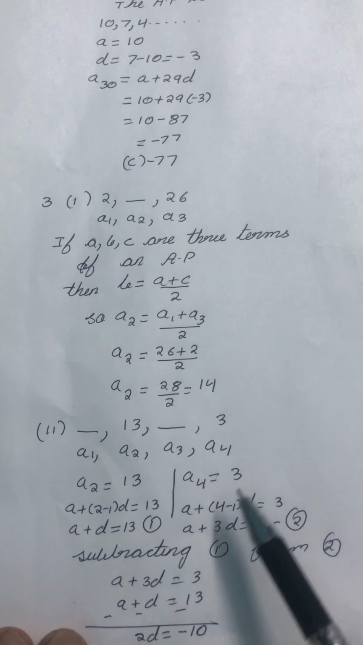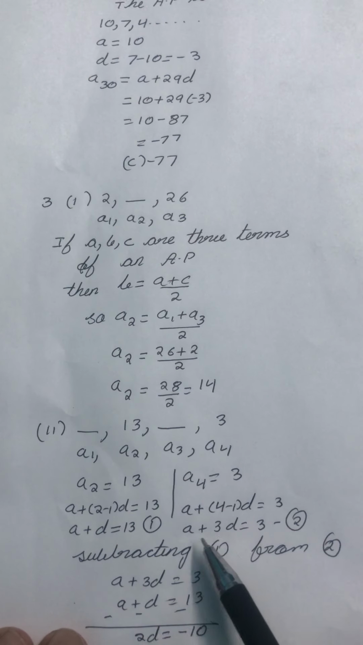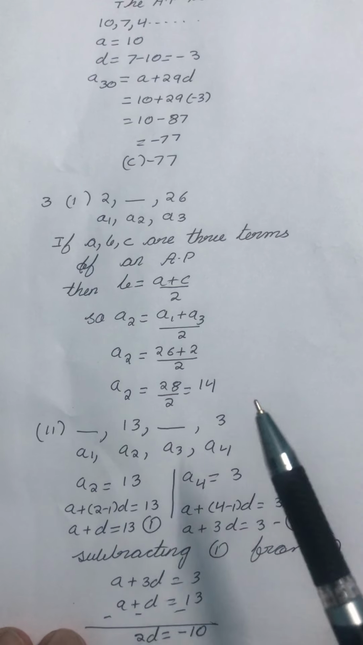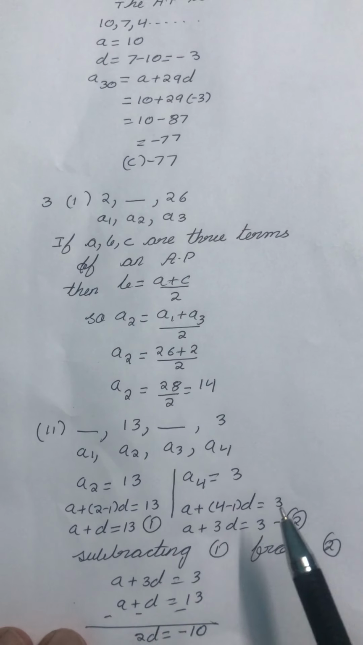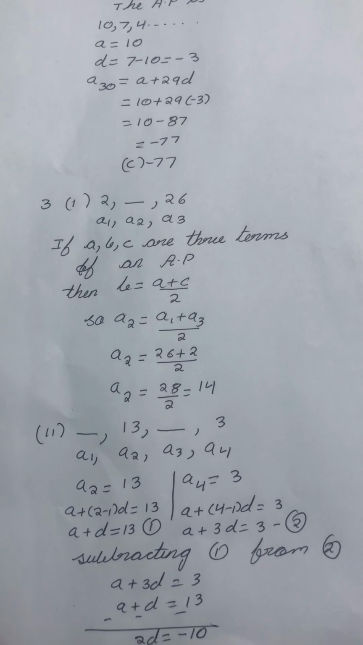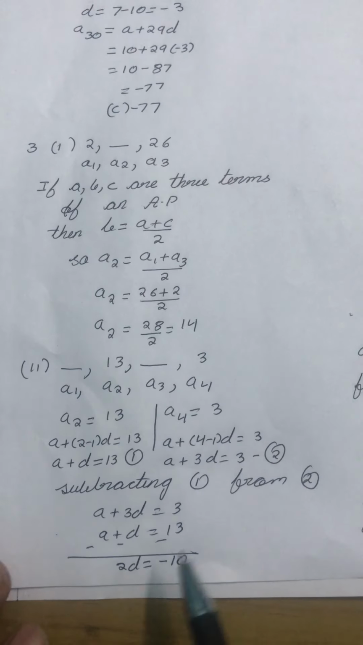Then A4 equals 3. Apply the general term formula: A plus 3D equals 3. This is the second equation. Whenever in any AP question two terms are given, you will get equations like this. Then these are two equations. This concept we have done in chapter 3. So now we apply the elimination method and find the value of D.